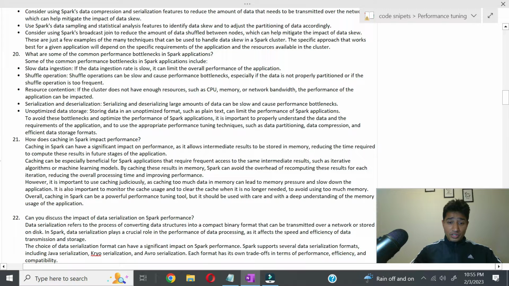Unoptimized data storage, so it means if you are using data formats such as plain text or CSV, that can limit the performance. To avoid these performance bottlenecks, you need to use proper Avro or Parquet or ORC formats.